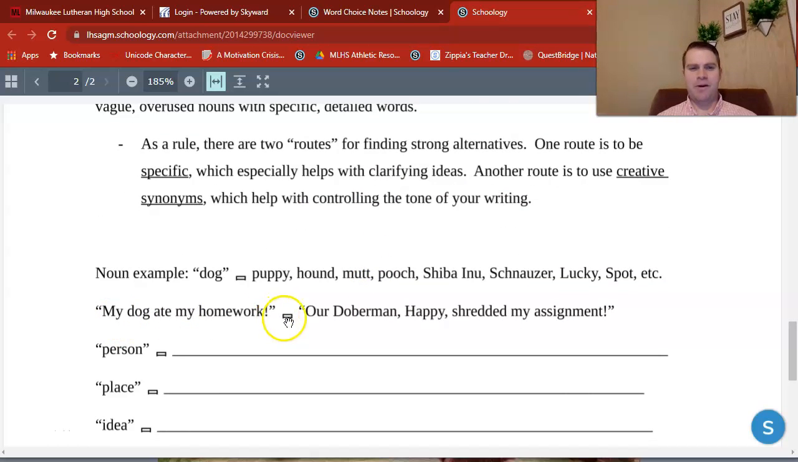And once again, my dog ate my homework. Our Doberman, Happy, shredded my assignment. Notice that I gave a better verb right there and a better noun for homework as we think about replacing words in sentences to make them better.